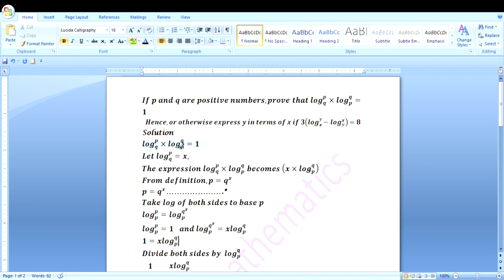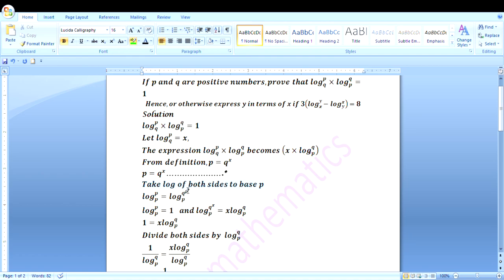Now, this is the question before us. Log P to base Q times log Q to base P equals 1. First of all, let's assume that log P to base Q equals X. Now, this expression, log P to base Q times log Q to base P, becomes X times log Q to base P, because we've already said that log P to base Q equals X. So, from definition, we can see that P is equal to Q raised to the power of X.